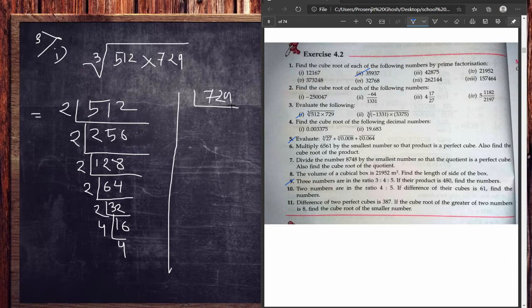Similarly, we are doing that for 729. Obviously, you can see that it is divisible by 3 first of all. So 729, if divided by 3, you will get 243. Now that 243, I am also continuing with 3. So it will give you 81. Now it is very easy for you. Just take it out as 9 into 9.